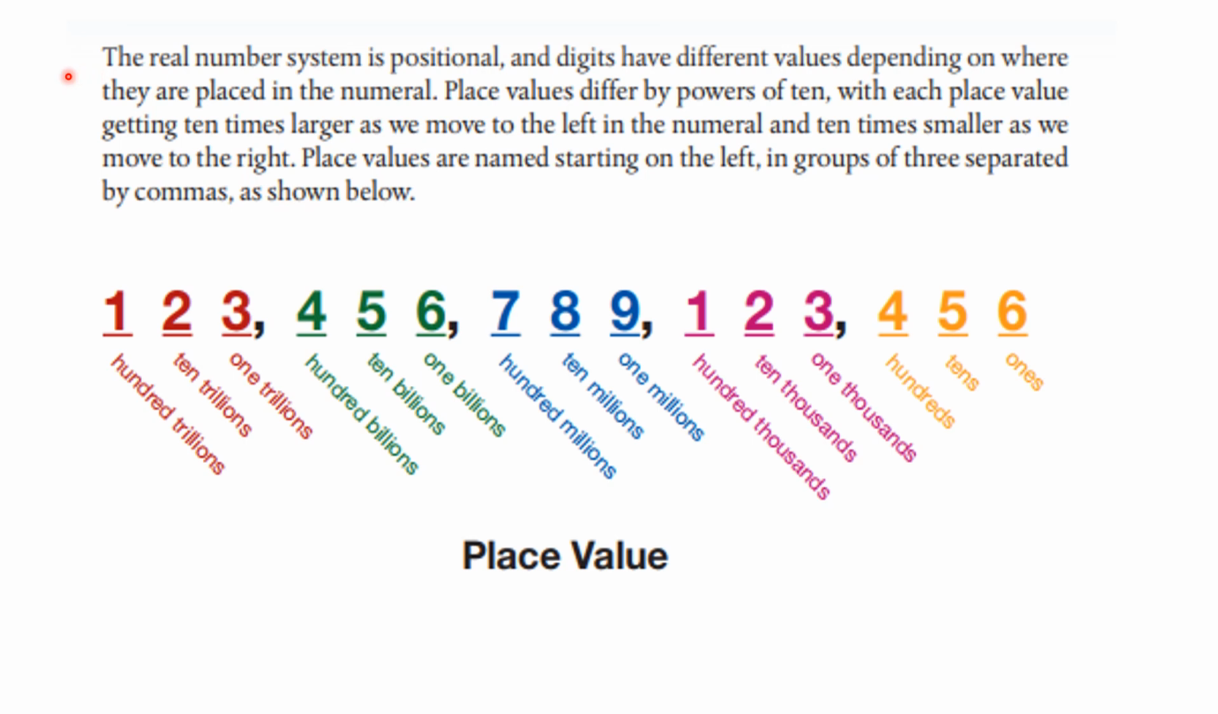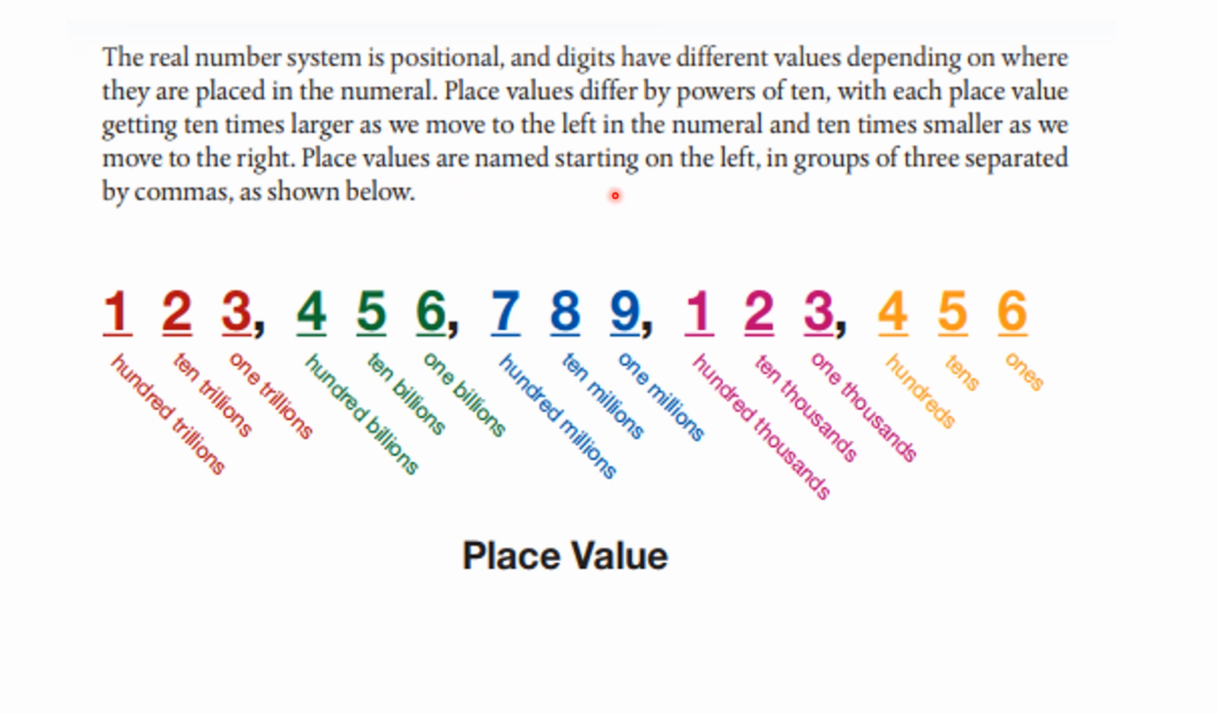Now, the real number system is positional, and digits have different values depending on where they are placed in the numeral. Place values differ by powers of 10. So moving one step to the left always is multiplying by 10. Moving one step to the right is always dividing by 10. So each place value gets 10 times larger as we move left and 10 times smaller as we move right.